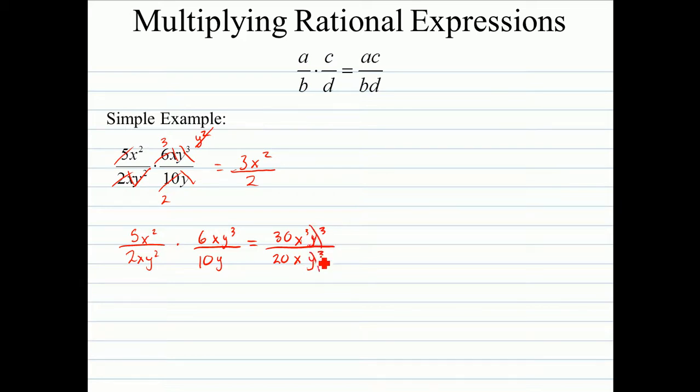And the y cubes cancel out. The x cubes and that cancel out. I'm left with x squared. Those two things cancel out. I have a 3 here and a 2 here, and you still get 3x squared over 2. So any way you would want to go about it, that's your choice.